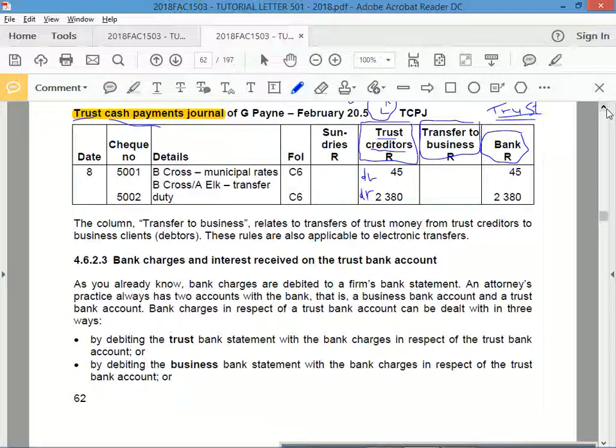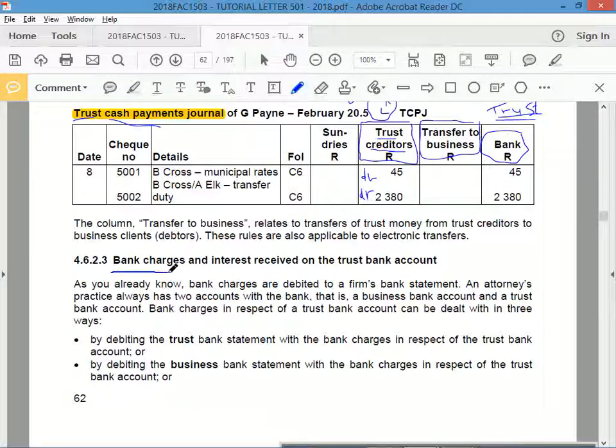Well, yeah. So if the client is legally required, because of whatever transaction, to pay, inverted commas, the law practice, then there would be a transfer to the business. Something that they would have to pay to the business. Right. So let's just see what examples they give you here. Bank charges, interest received on the trust bank account.